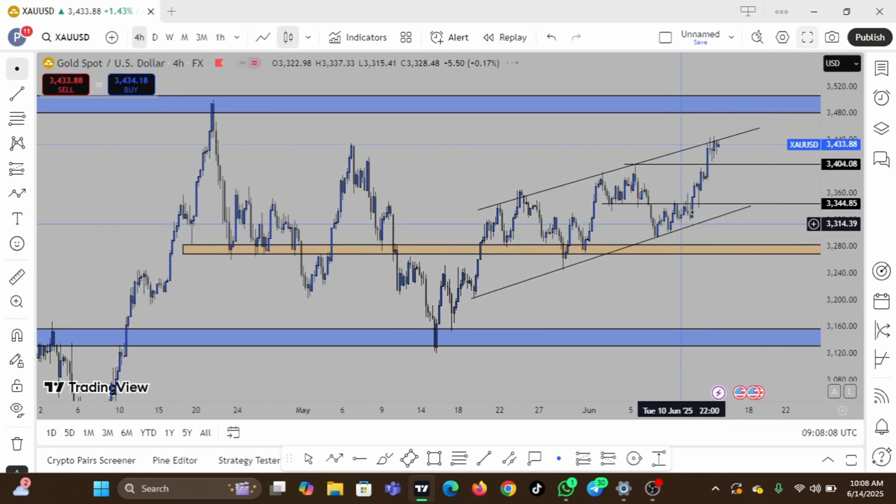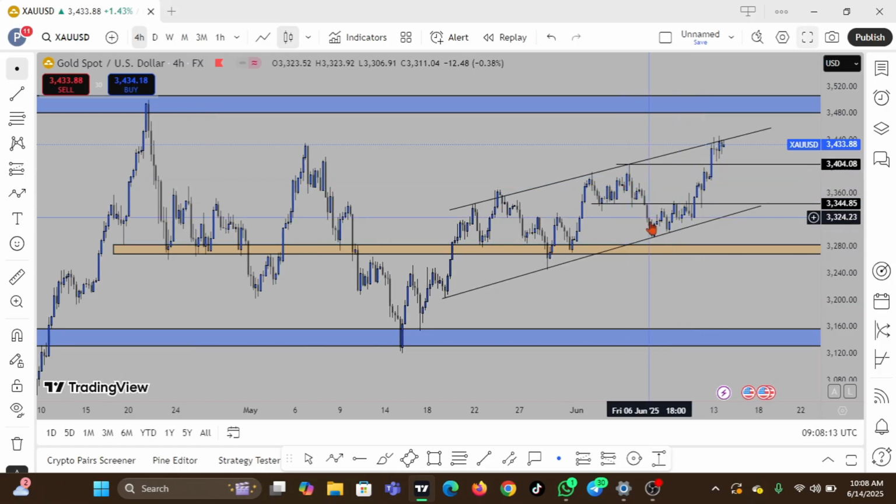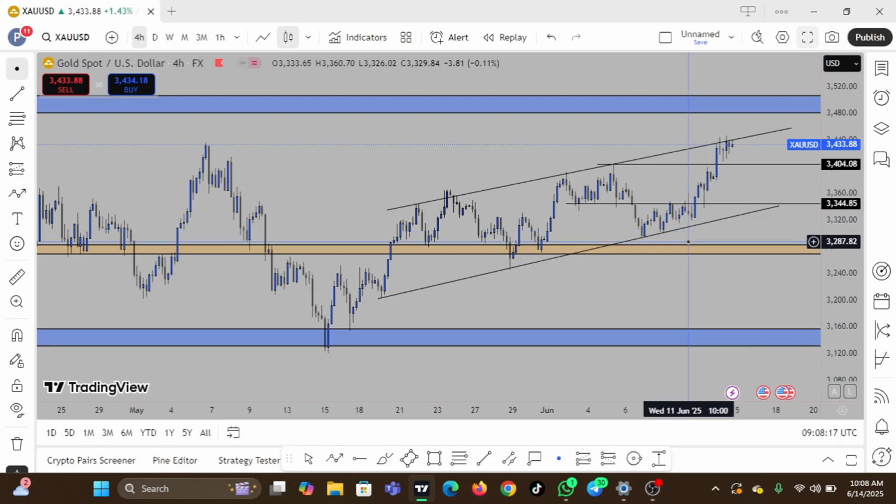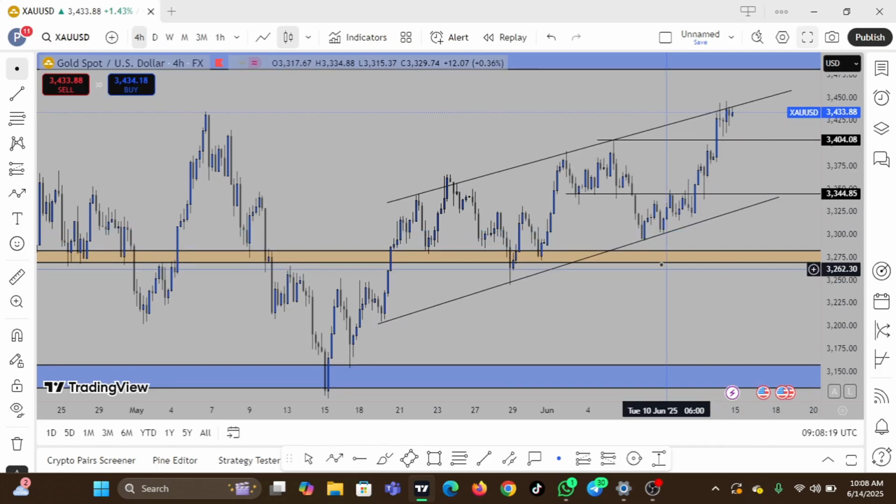Yes, we projected gold to make this upward movement. I told us that I'm expecting price to come lower here, then we are going to have that rise. That was our projection in our last episode, and you can see price push up.